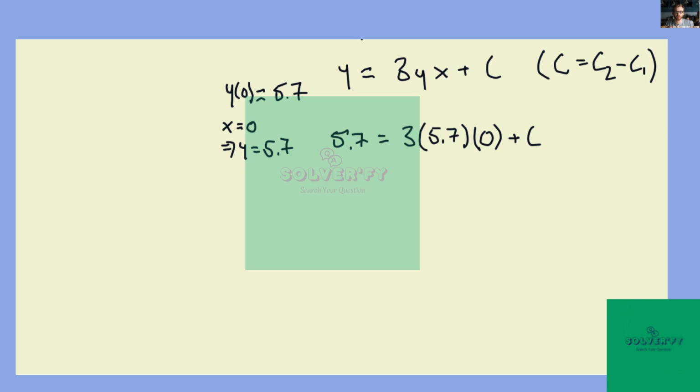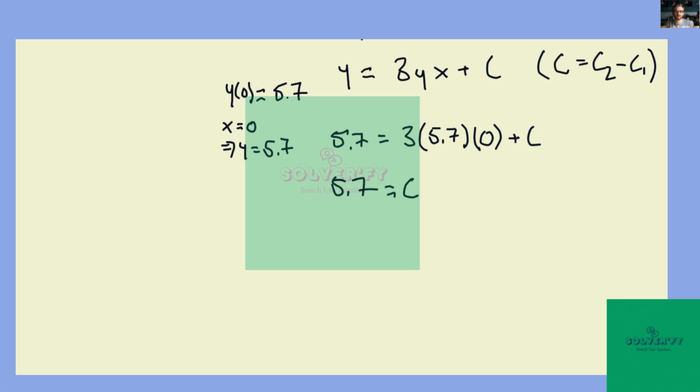Well, 5.7 is just 5.7. But here we have 3 times 5.7 times 0. Anything times 0 is 0. So on the right-hand side here, we're just going to get c. Just like that, by using our initial value, we've determined the value of c. c is equal to 5.7.